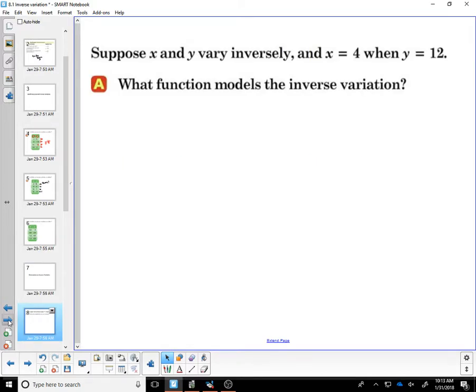So, suppose that x and y are inverses of each other. Can you already see the model that we're going to use? What's it going to look like? Y equals k over x. All right, so there's my relationship. Now they said x happens to be 4, y happens to be 12. What is the model of the function?